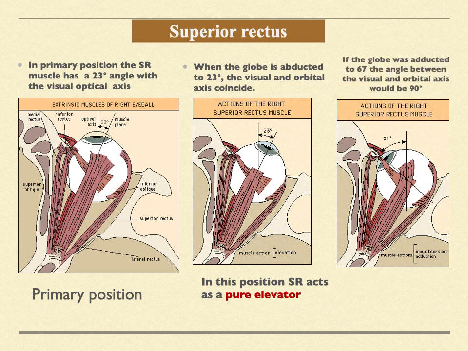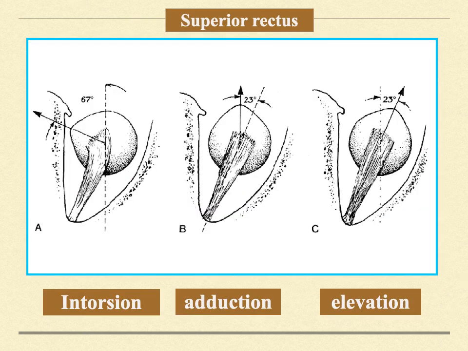What are the subsidiary actions? If the globe is adducted, when the eye is in the primary position and the superior rectus contracts, it will adduct the globe. So when the globe is adducted to 67 degrees, the angle between the visual and the orbital axis will be 90 degrees. They will be perpendicular to each other. At this moment, if the superior rectus contracts, it acts as a pure entorter, which is rotating the globe inwards around the anteroposterior axis.